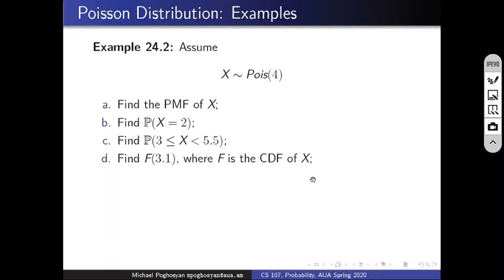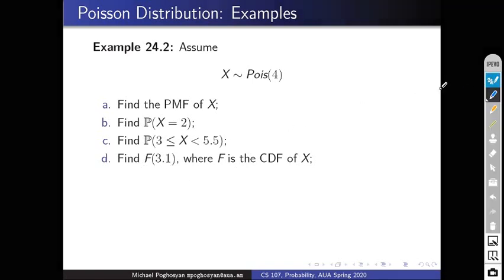Okay, let's go back to our example. So the next is find F at 3.1, where F is the CDF of our random variable x. So by definition, the value of our CDF at 3.1 will be the probability that x is taking values less than or equal to 3.1.